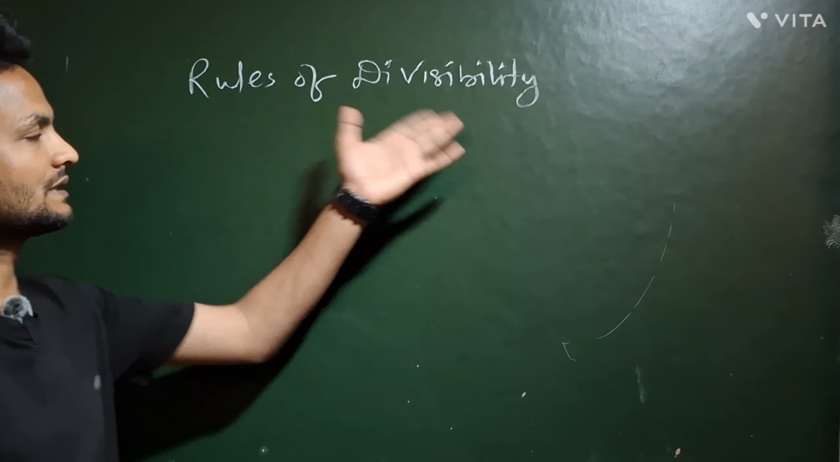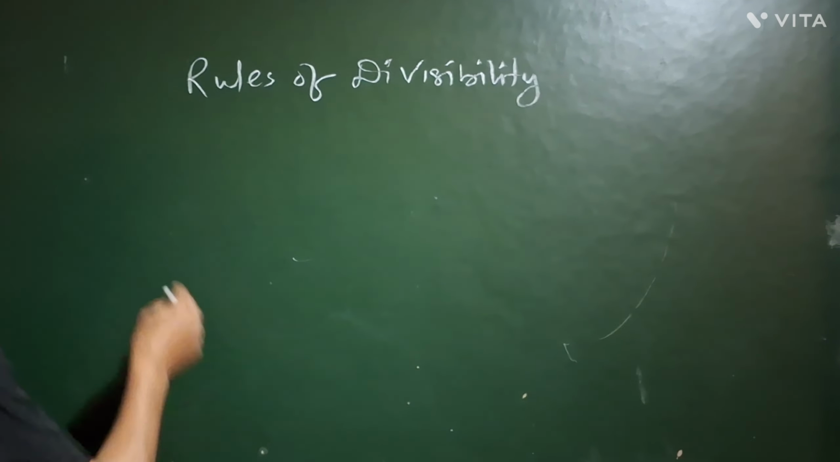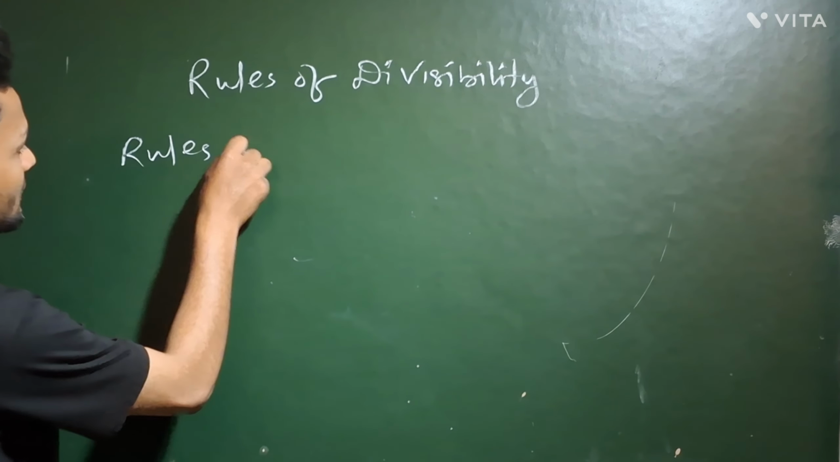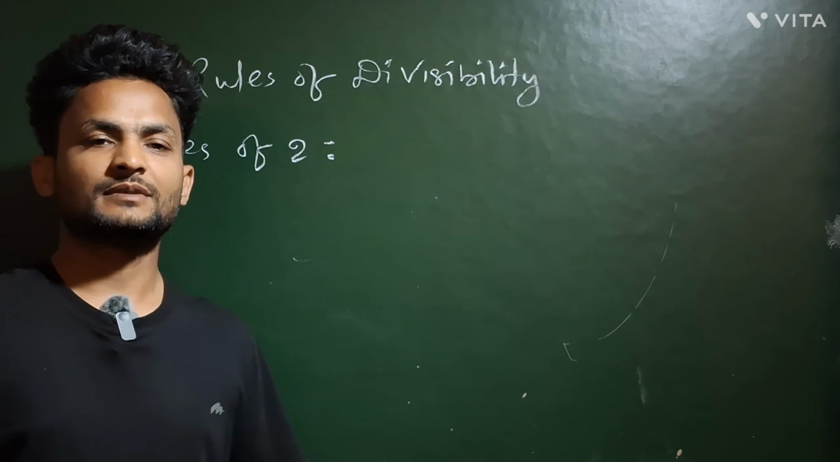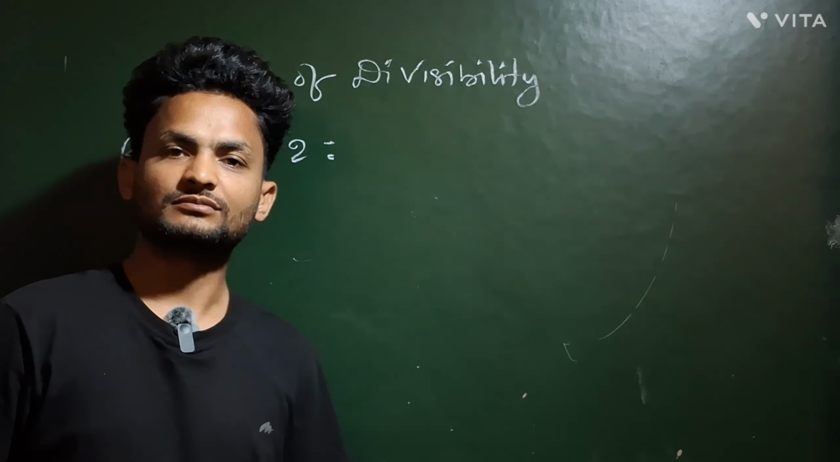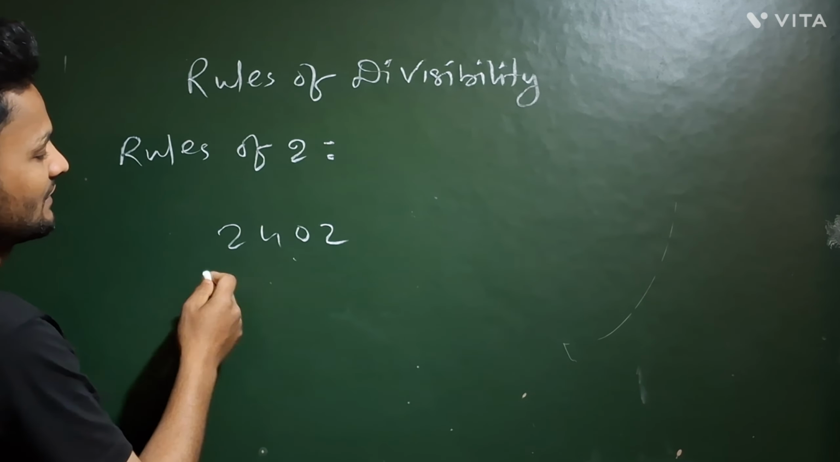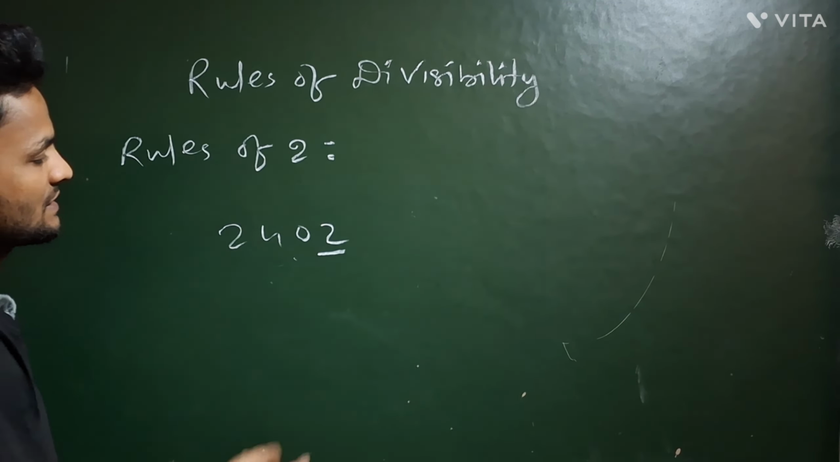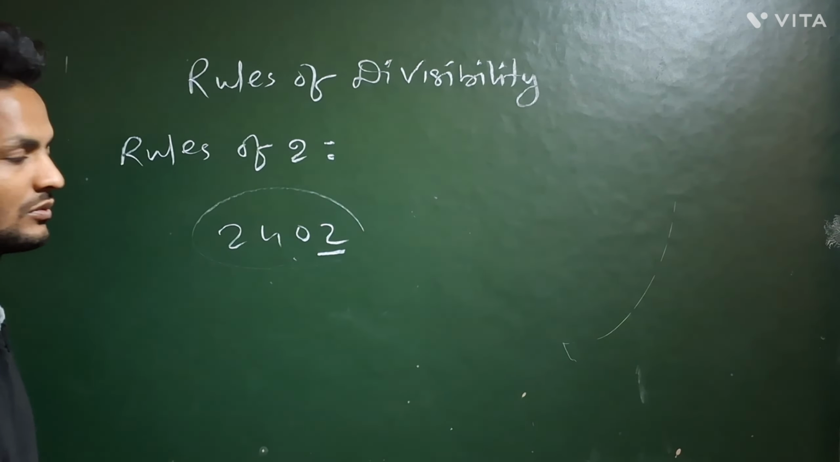Okay, rules of divisibility. First of all, we are going to start from the rules of 2. If the last digit of a number is divisible by 2, then the whole number is divisible by 2. For example, 2402. In this number, the last digit is 2 and 2 is divisible by 2. Therefore, the whole number is divisible by 2.